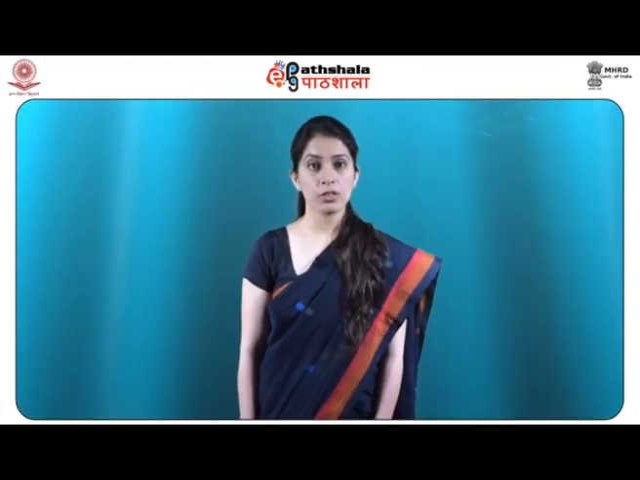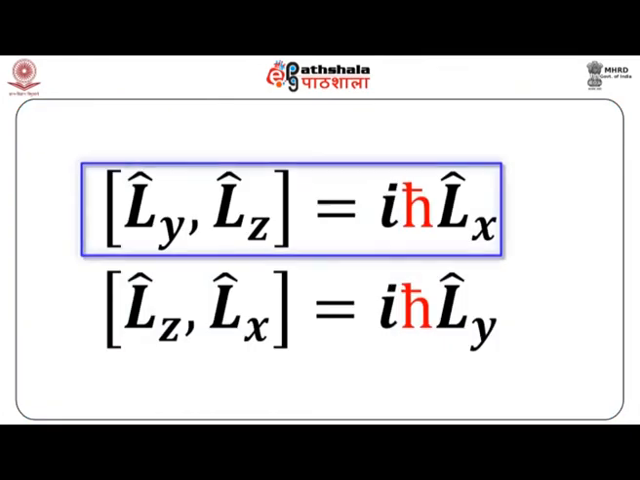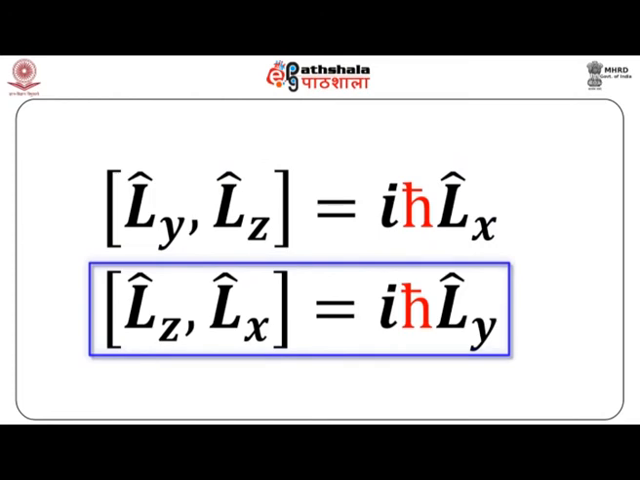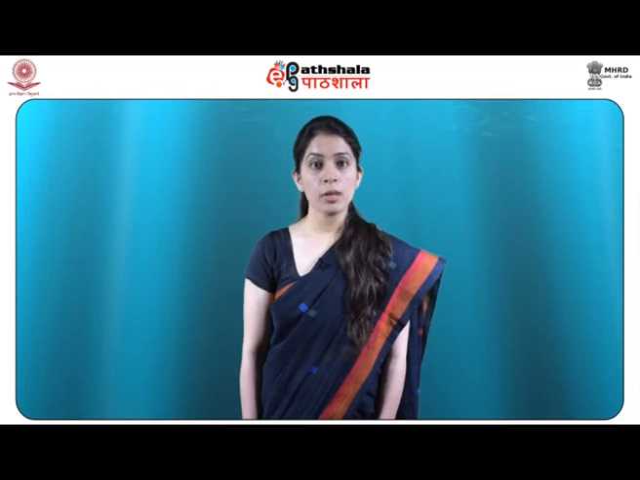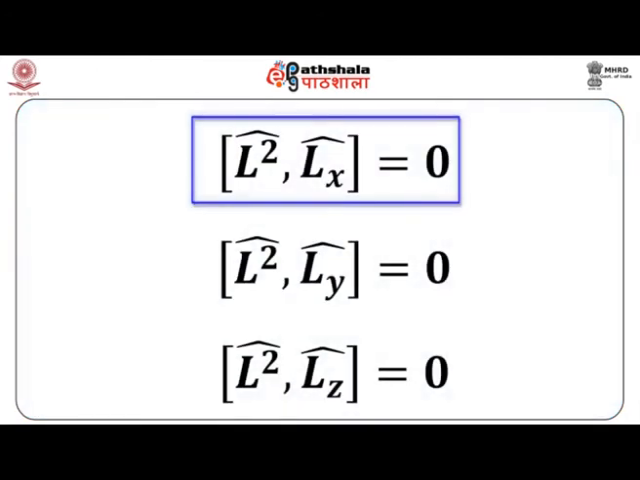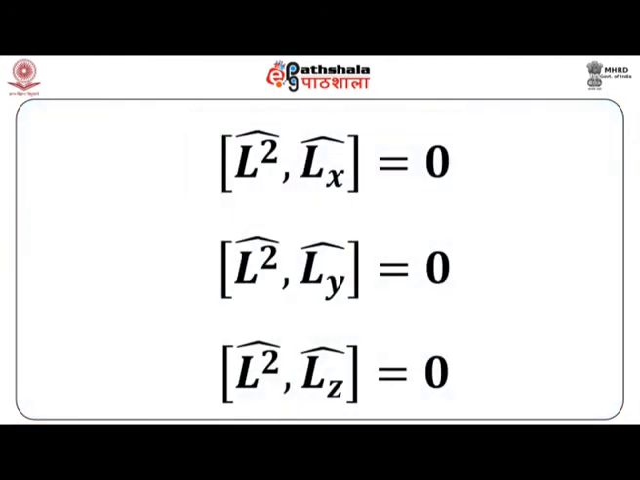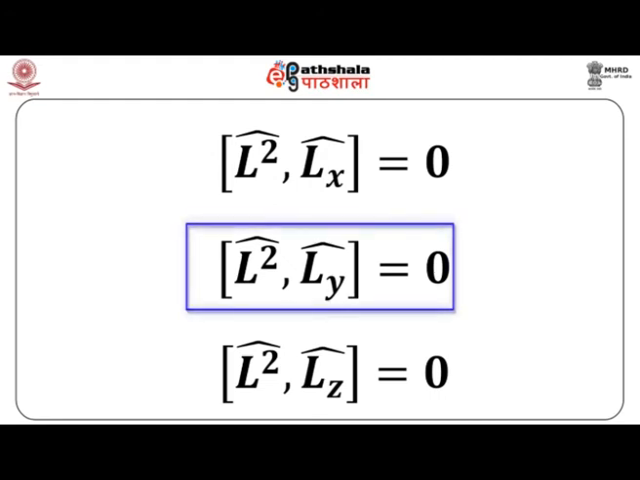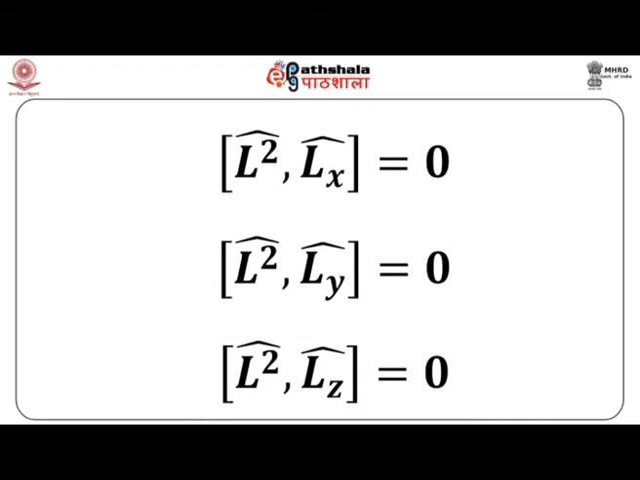Because of cyclic permutation, we know that the commutation of Ly Lz will give i h cross Lx, and the commutation of Lz Lx will give i h cross Ly. Now, the same commutator algebra proves the following as well for the two electron system: the commutation of L square and Lx is 0, which means they commute. Similarly, L square with Ly is 0 and L square with Lz also gives 0. That means the total angular momentum L square for the two electron system commutes with the Lx, Ly and Lz components for the two electron system, and not with the individual components of electrons 1 and 2 respectively.